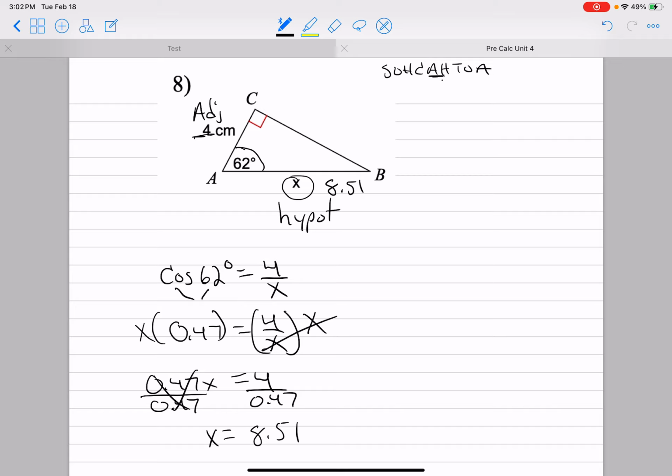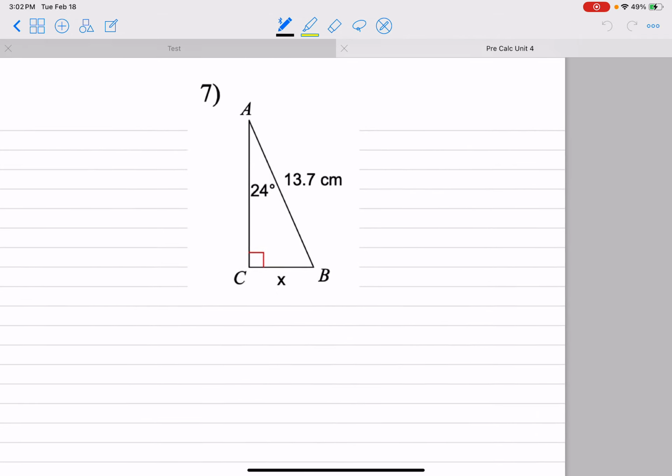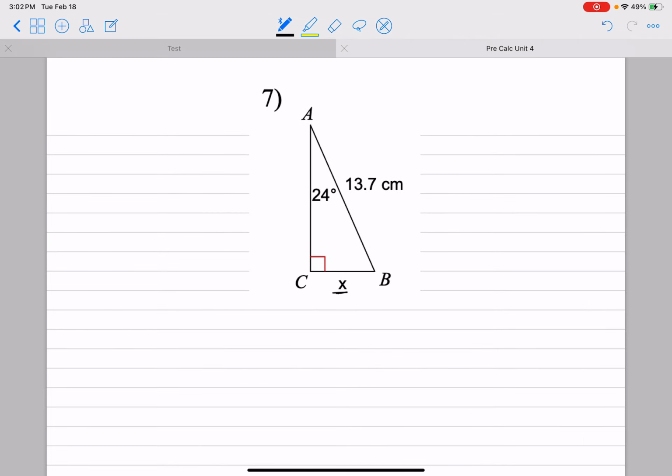All right, last one. Try this one on your own. Try number 7. Find this missing side. Go ahead and pause it. Get it done. Now check to see if you did it right. So let's see. SOHCAHTOA. My reference angle is right here at 24 degrees. So if this is the opposite, this is the hypotenuse, this is the adjacent, I know the hypotenuse and the opposite.